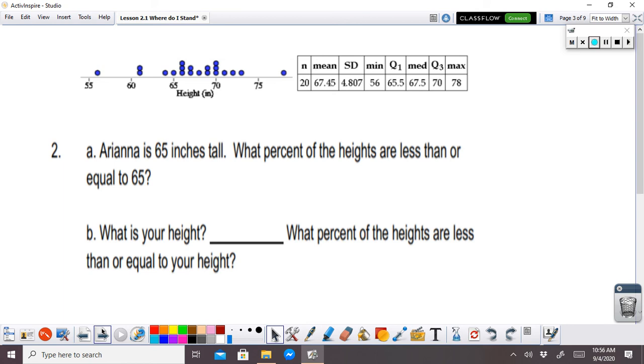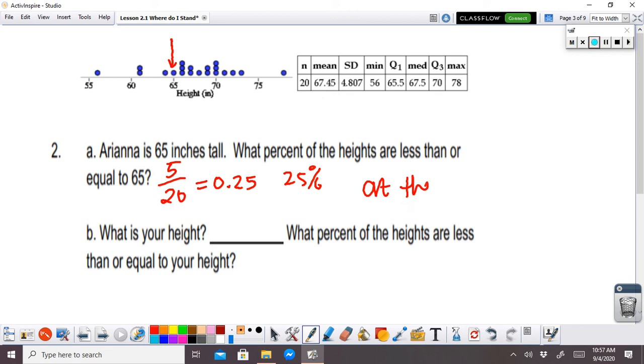Okay, moving on. Ariana is 65 inches tall. So where is Ariana? Ariana is right here. What percent of the heights are less than or equal to 65, or less than or equal to Ariana? Since there are 5 points from Ariana all the way below, that would be 25%, right? So Ariana is at the 25th percentile.